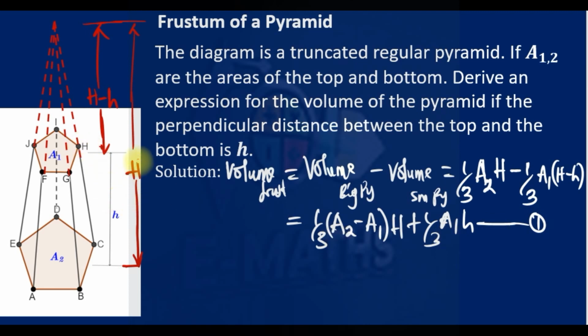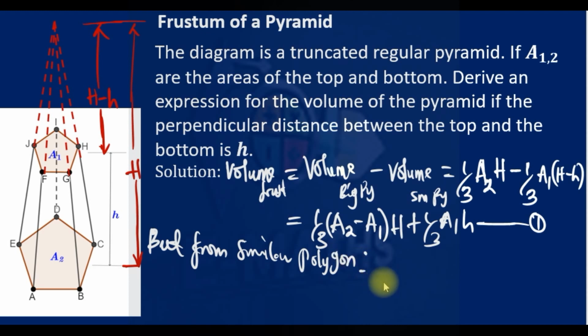Remember, we are not given big letter H, so we need to write big letter H in terms of other parameters, that is A1, A2 and h. From here we'll move to similar polygons, where the ratio of the areas is the same as the ratio of the squares of the corresponding sides. In this case, the height is the corresponding side. So for A1, the height is H minus h.